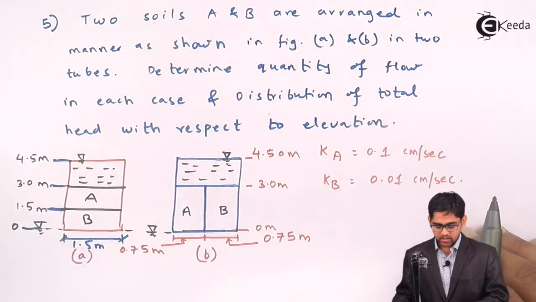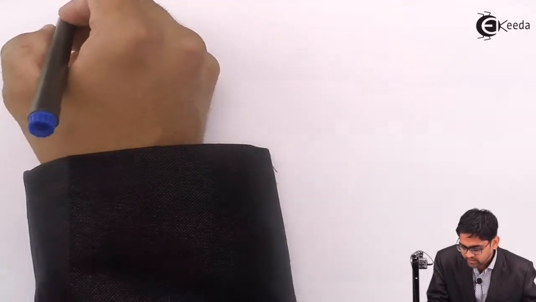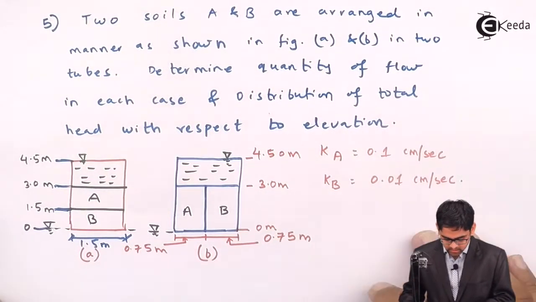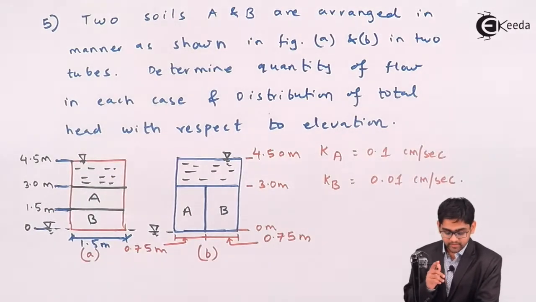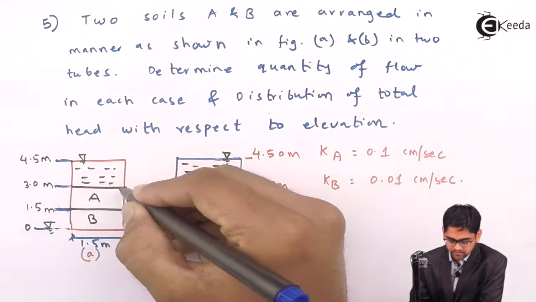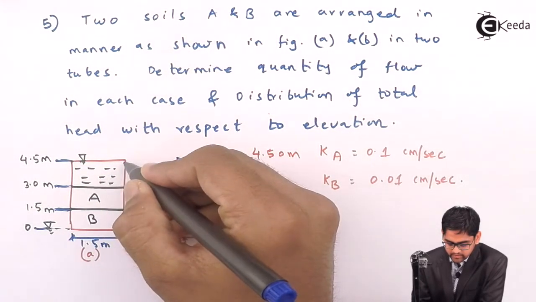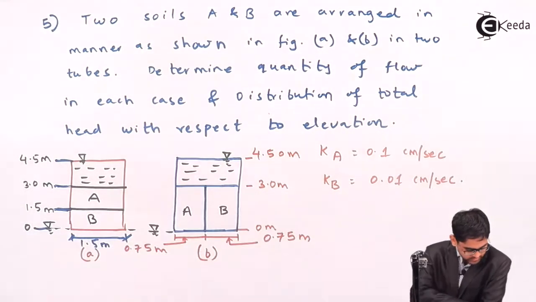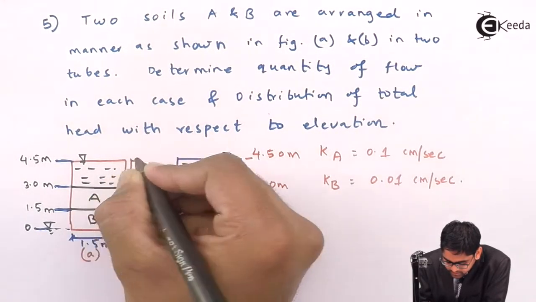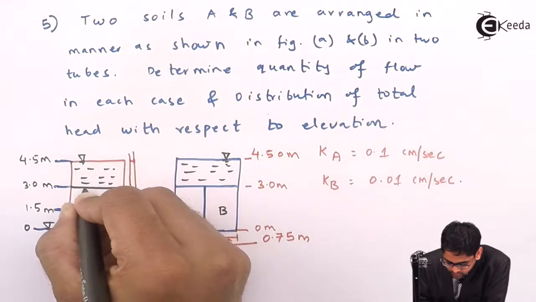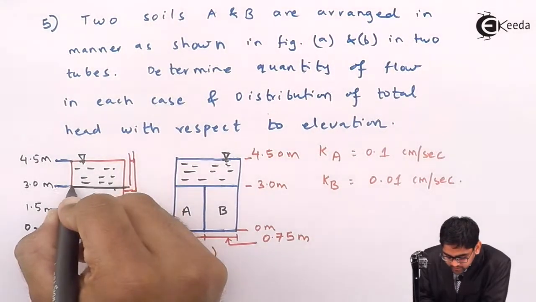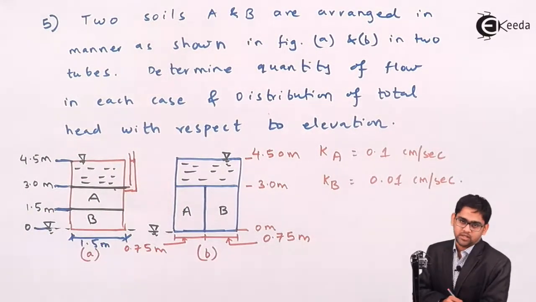So we'll move ahead with case A. First of all, it's very important to mark the direction of the flow. For this particular face, if I insert a piezometer, then the water level will rise to this particular level, right? Even if I insert it anywhere on this face, the water level will rise up to an elevation of 4.5 meters.